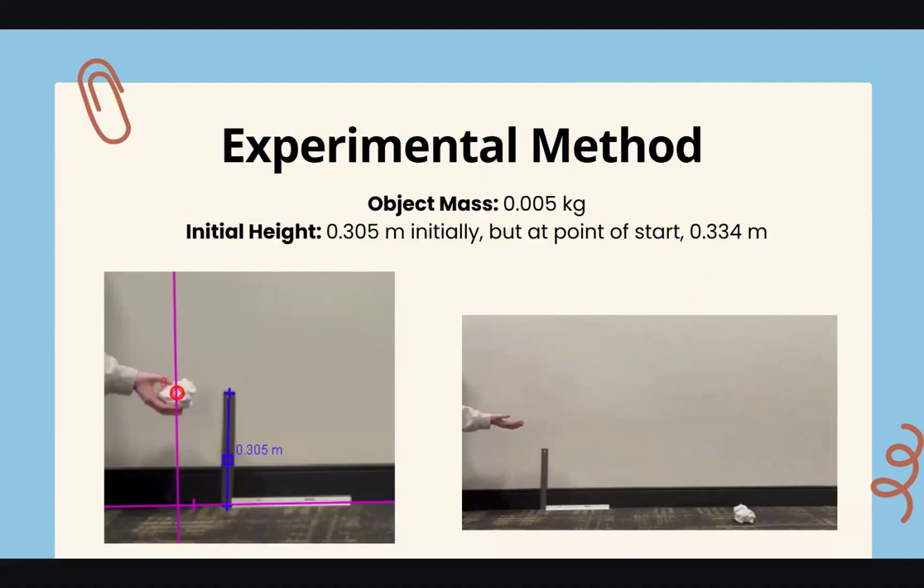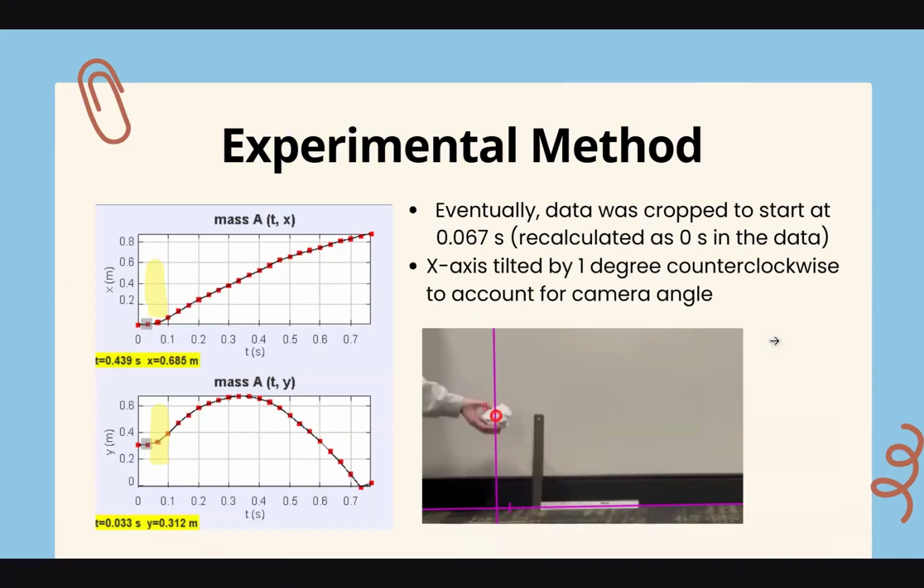In the experimental setup, to collect data, we recorded a video of a loosely wadded paper ball thrown across the room onto the floor. The motion was two-dimensional and entirely across the camera's field of view. The mass of the paper ball was 0.005 kg, and the initial height was 0.305 meters initially, but at the point of start, when cropping the video, was 0.334 meters. Eventually, our data was cropped to start at 0.067 seconds, recalculated as 0 seconds in the data.